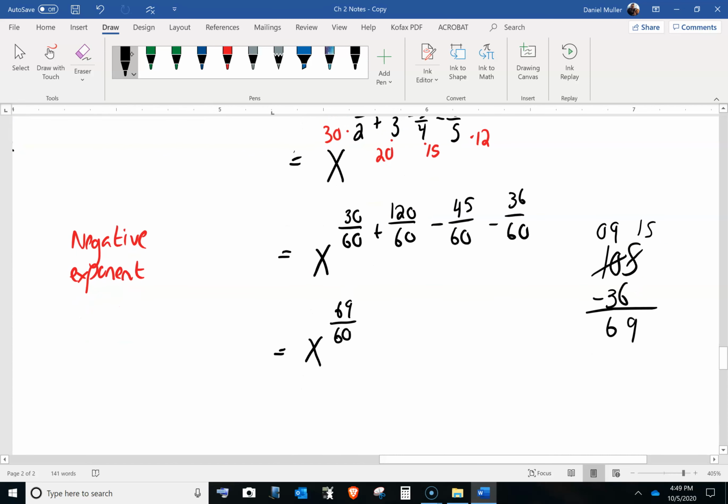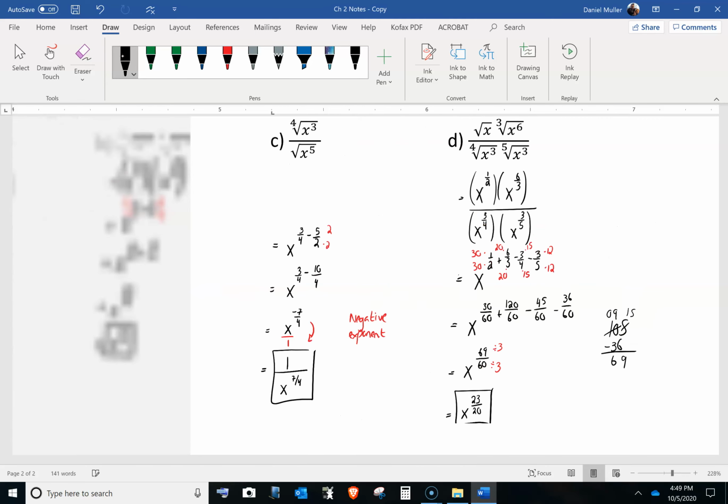And can those be reduced? They can. They can both be divided by 3. So I have x to the power of 23 over 20. And that can't be reduced. So that is my final answer.